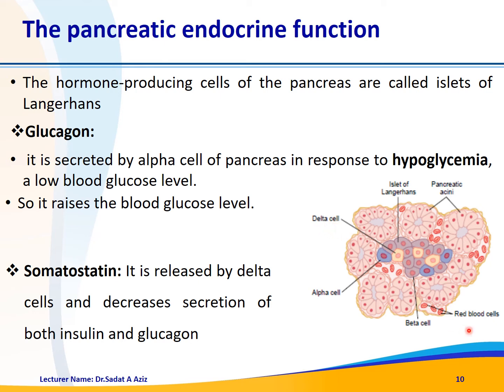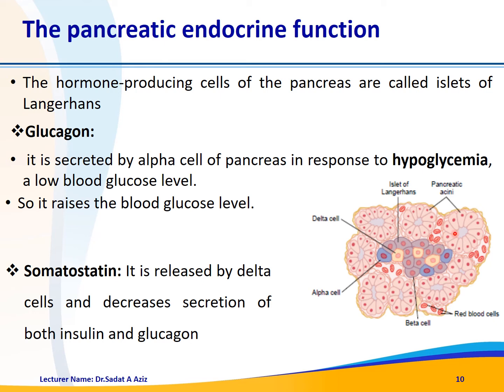If you have a look at the cell population, you can see the number of beta cells is a bit higher compared to other cell types. Why? Because the beta cells are responsible for the production of what? Of insulin. As you know, we need a higher amount of insulin compared to the other types of hormones which are secreted by the pancreas.